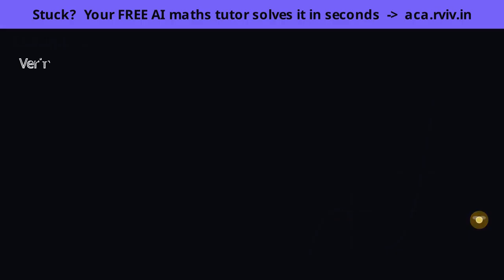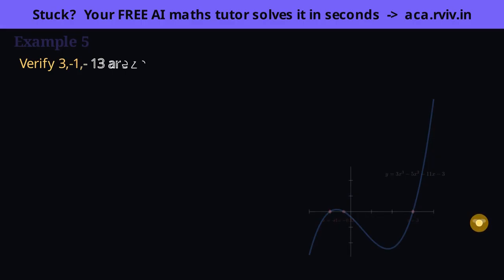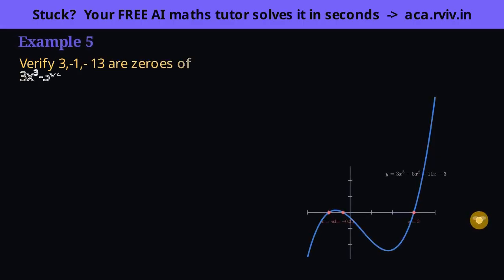Example 5 steps up to a cubic, degree 3. Two jobs here. First, verify each of the three given values really is a 0, and then check the cubic's three coefficient relations, the natural extension of the pair we know. Let's set up what verifying means. To confirm a value is a 0, we don't resolve anything. We substitute it straight into p of x and check the output is exactly 0, because that's the definition of a 0. Then we'll test the three relations that govern a cubic.